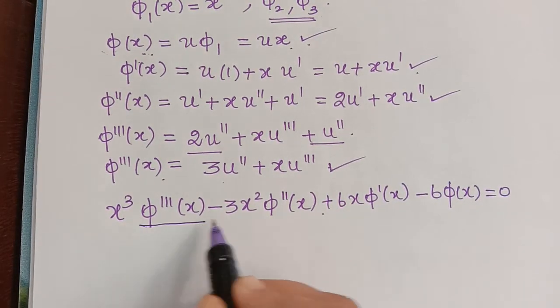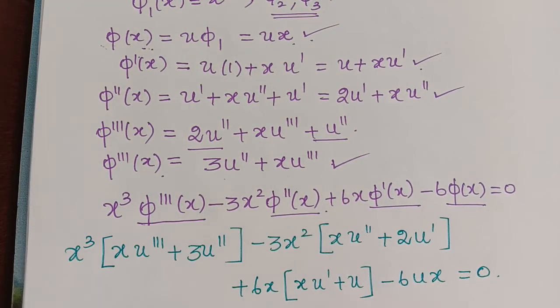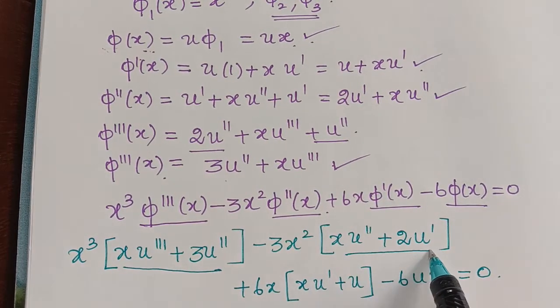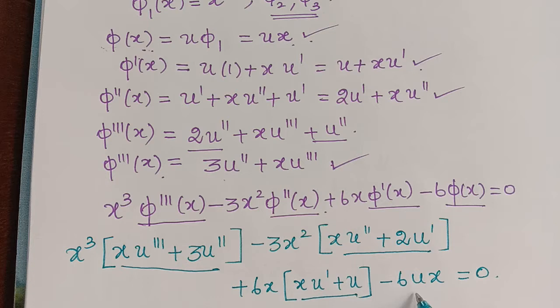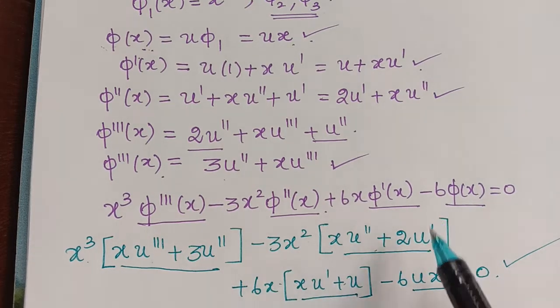Now we shall substitute each of these separately into this equation. So after substituting phi triple dash of x, phi double dash of x, phi dash of x and phi of x in this equation, we obtain this. Now we shall multiply these terms inside and we can simplify it.